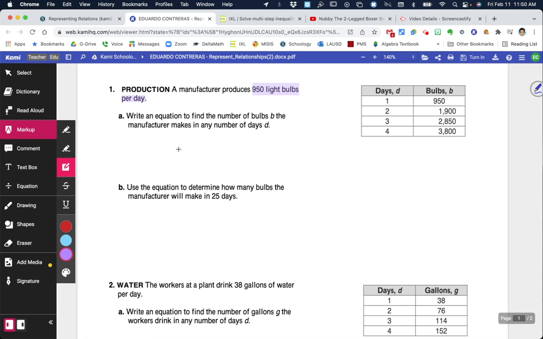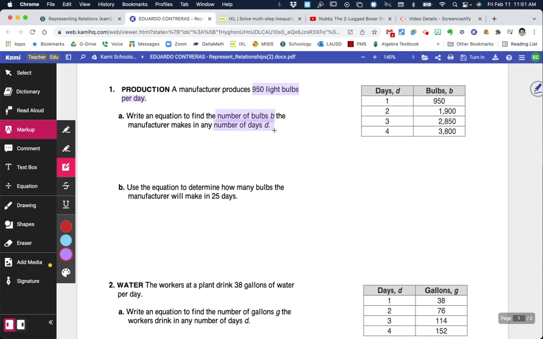Let's go to the part where they tell us which variables to use. You see it says number of light bulbs B. Let's highlight that. In our equation, we're going to use B as the number of light bulbs, and we're going to use D for the number of days. Highlight that part where it says D number of days. When you're asked to do this part on your own, make sure you highlight the same information for the problem you're going to do.